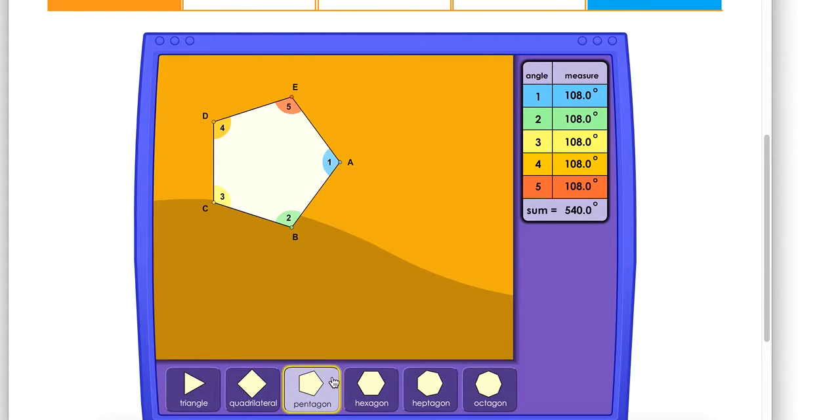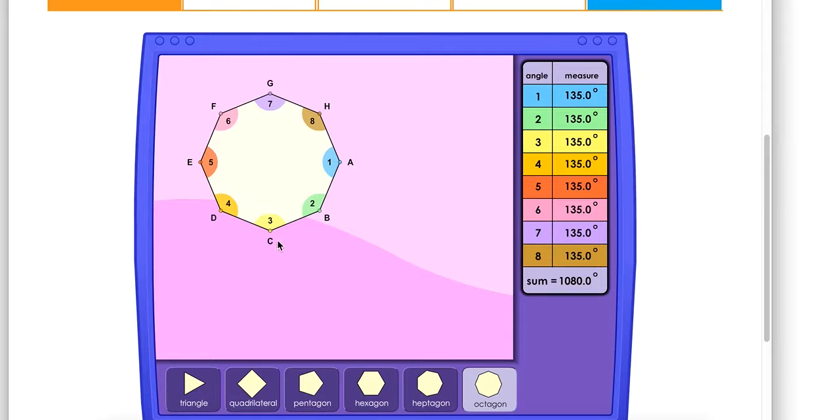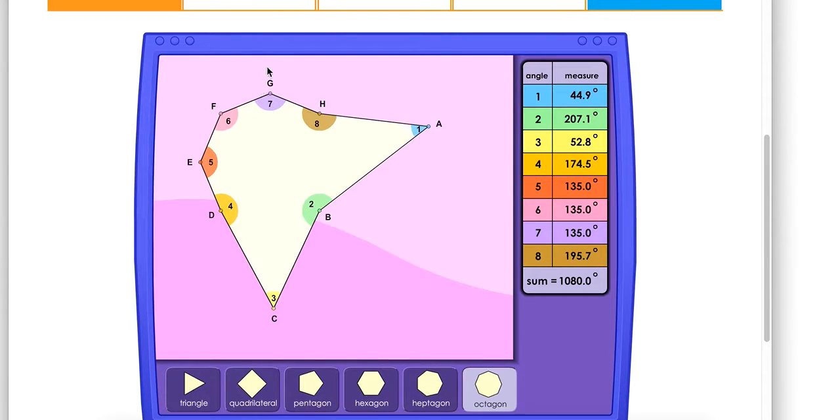A pentagon, it's a regular pentagon. Here it starts to become a little more irregular. But you'll notice all the other angles move, so it stays at 540. Let's look at an octagon. So that's what we think of as an octagon, but you can change it. It's still an octagon because it still has 8 sides, and it stays at 1080 degrees.